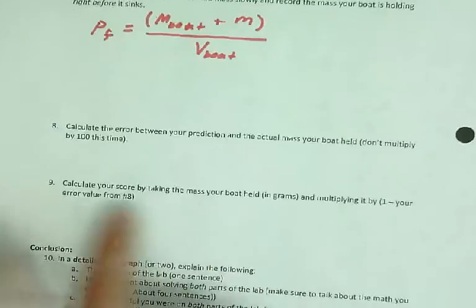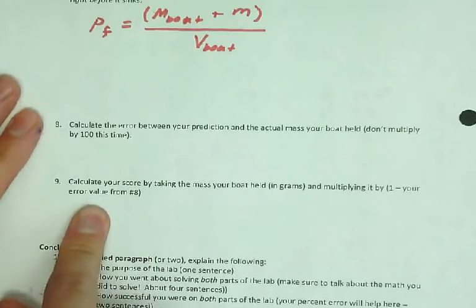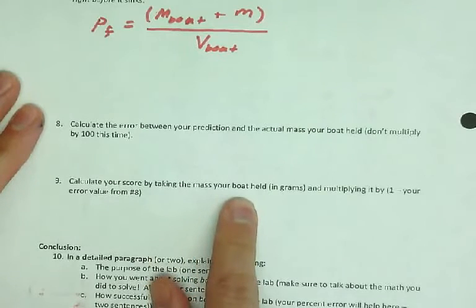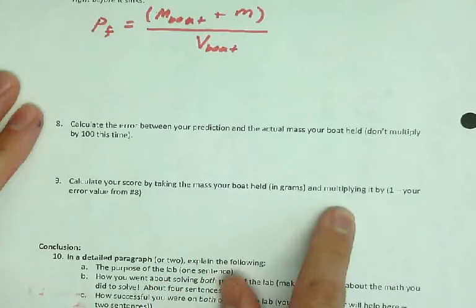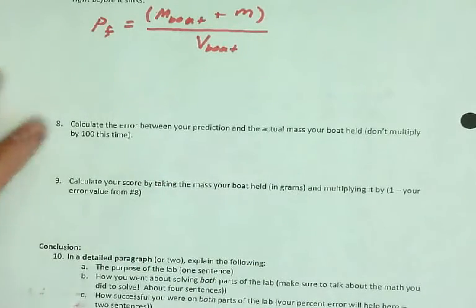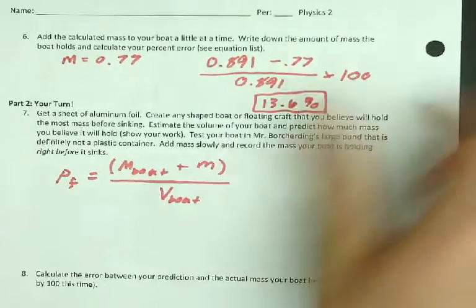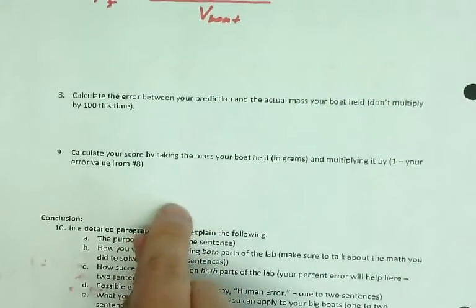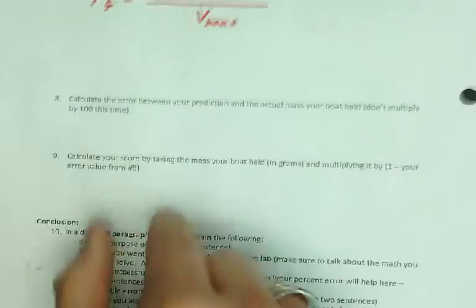Okay? And then you're going to figure out a score, because we're going to get a winner. The way you calculate your score is you take the mass your boat held, and you're going to multiply it by 1 minus your air value from number 8. So whatever you get for your percent air, you're going to do 1 minus that. Okay? And you want to do that in decimals, in other words, before you multiply it by 100. So just the percent air before you multiply by 100. But when you get to the score, I can help you do that. It's very easy. Okay? And then we'll see who the winner is.